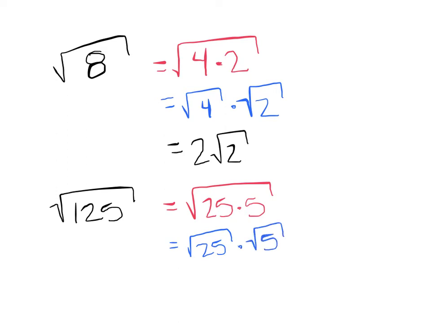Well, the square root of 25 is 5. And the square root of 5, we can't do that, so we have to leave it under the square root. So we can say that the square root of 125 is equivalent to 5 times the square root of 5. We're just simplifying what we can based on perfect squares that we know.